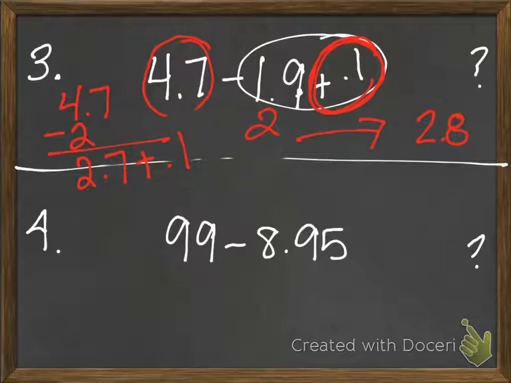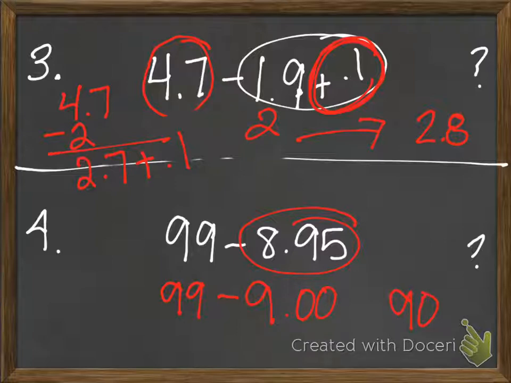Okay, now on the second one, in order to make 99 minus 8.95 a little bit easier, I'm going to keep my whole number of 99. I'm going to think of this as a 9.00. 99 minus 9 is 90, and in order for me to go from 8.95 to a 9, I had to round up by 0.05. So I have got to add that back on at the end. So your answer should be 90.05, or 90 5/100ths.